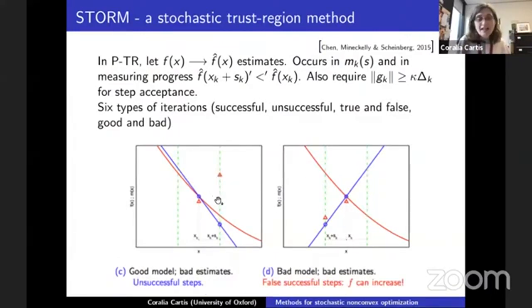What else can happen? I can have a good model but bad estimates. Again, the true function decreases, the model decreases, but when I estimate the function, my estimates are arbitrarily bad, far from the truth, and they tell me the function has gone up, so I don't take the step. I end up with unsuccessful steps. But the real difficulty is that I can have totally rubbish information, namely a bad model and bad estimates. So I can misclassify. The estimates tell me that the function has gone down and I should take the step, and I take the step in the algorithm, but in fact the function goes up.